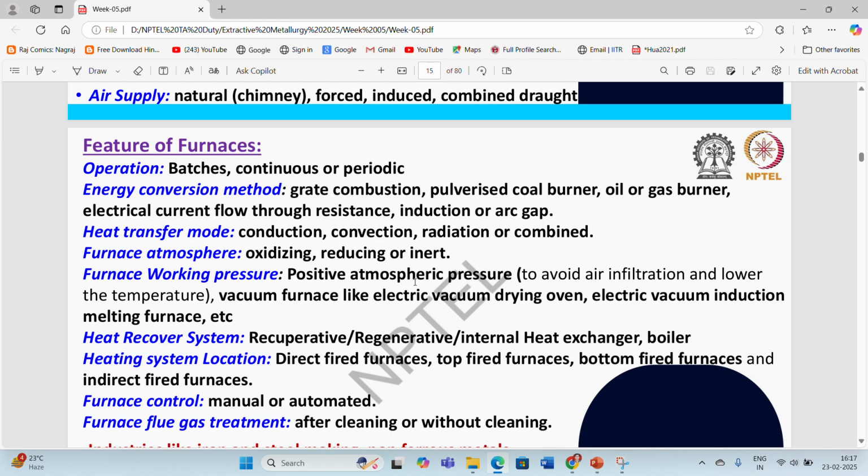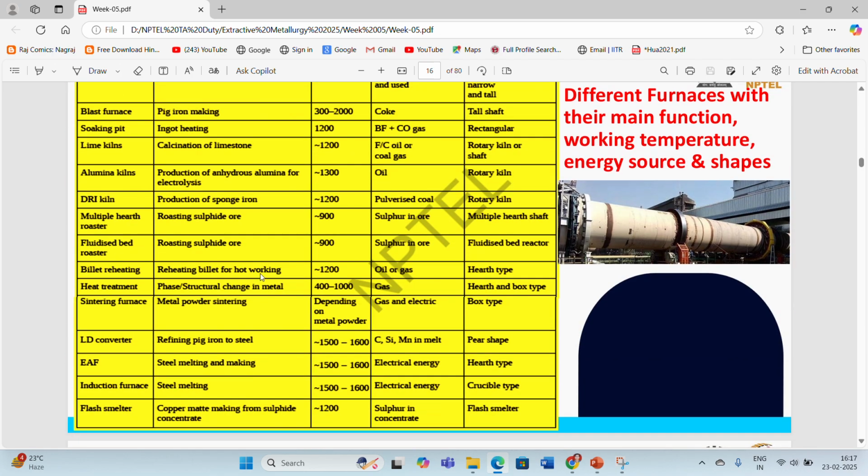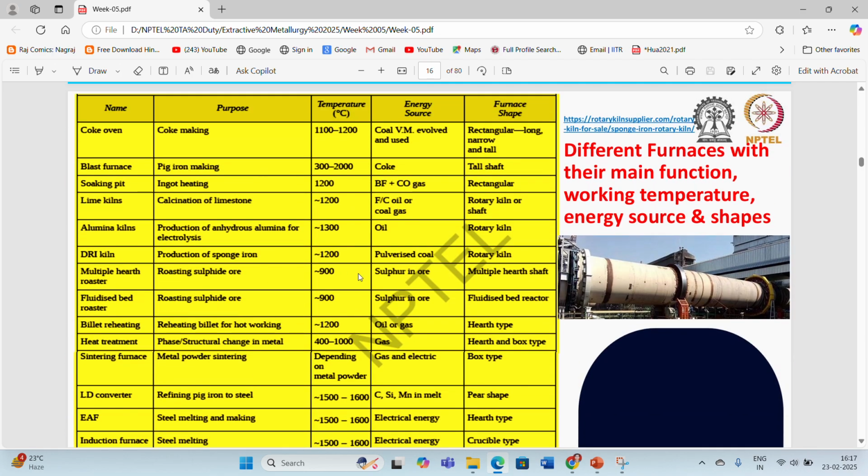Then air supply, like natural chimney, forced or induced combined. Then there are operations like batch, continuous or periodic operations, energy conversion methods, heat transfer modes like conduction, convection, radiation or combined. And nowadays we talk about the microwave also in the case of heat transfer mode. Then furnace atmosphere, oxidizing, reducing or inert, furnace working temperature. So when we talk about different types of furnaces and their work, the most common example for a furnace is blast furnace, which is generally used for the production of pig iron, melted iron.